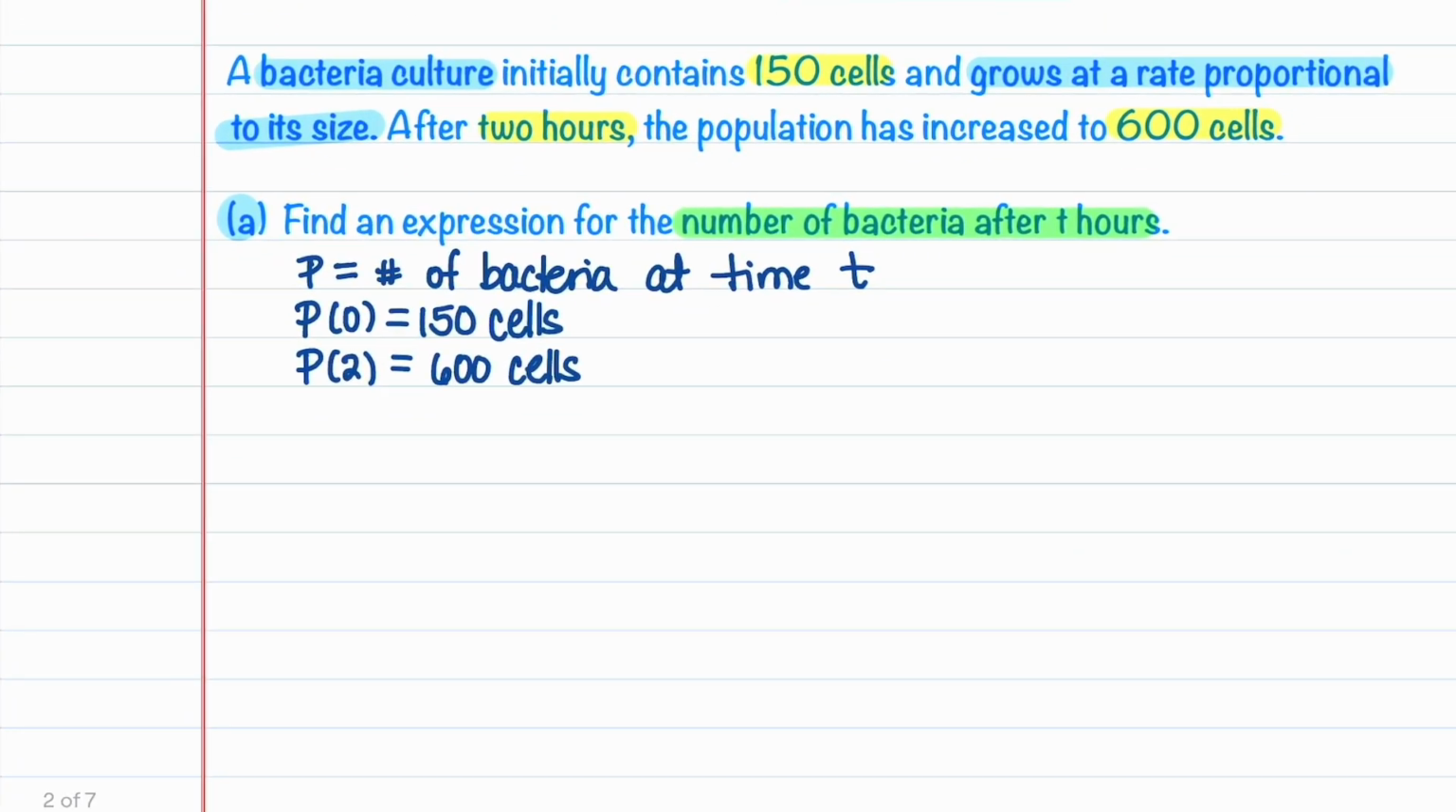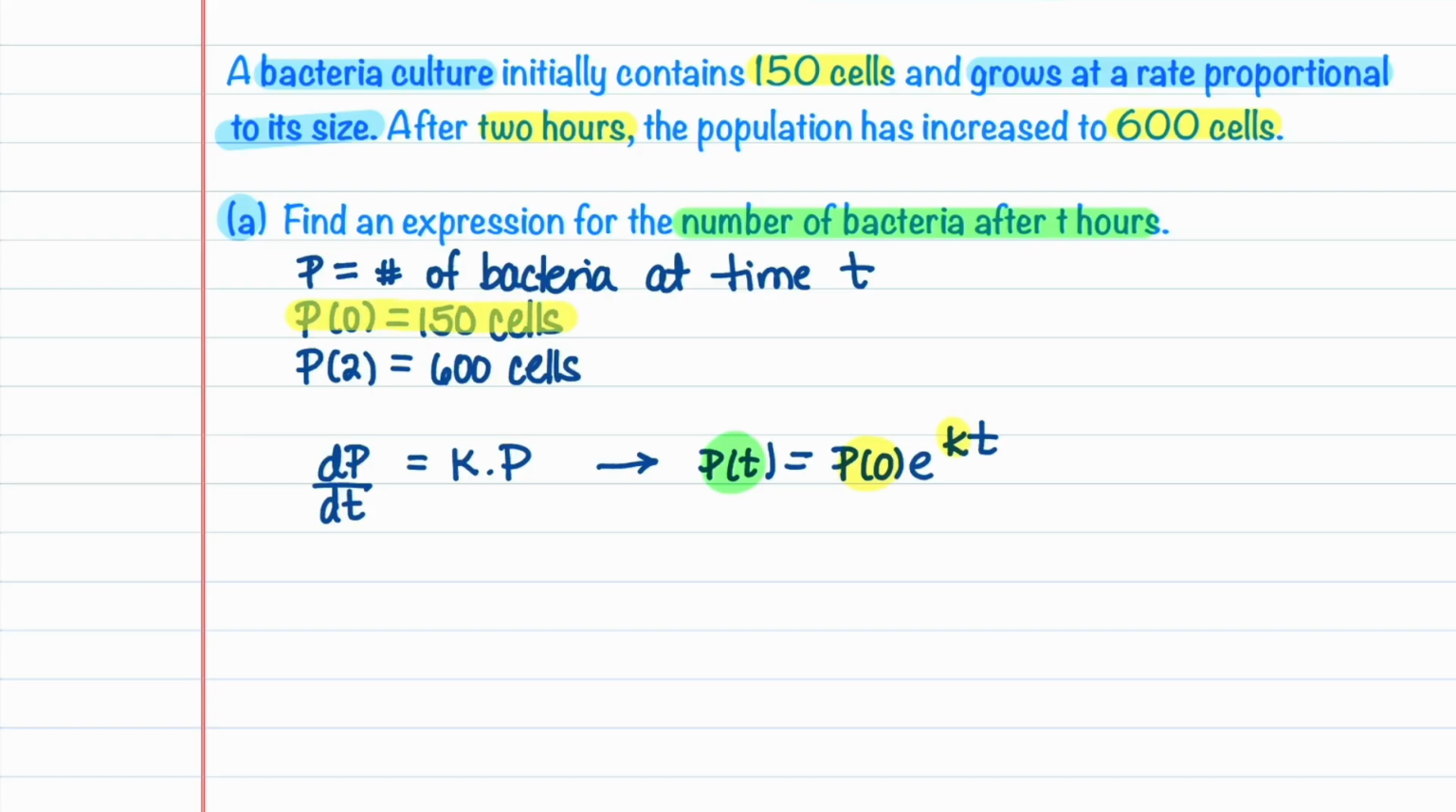We are told that the population grows at a rate proportional to its size. That means that the rate of change of the population, dP/dt, is equal to some constant k times P. This is a differential equation, and the solution to this equation is P of t equals P at 0 times e to the kt. Here's our P that we want to find. P of t contains P at 0 and k.